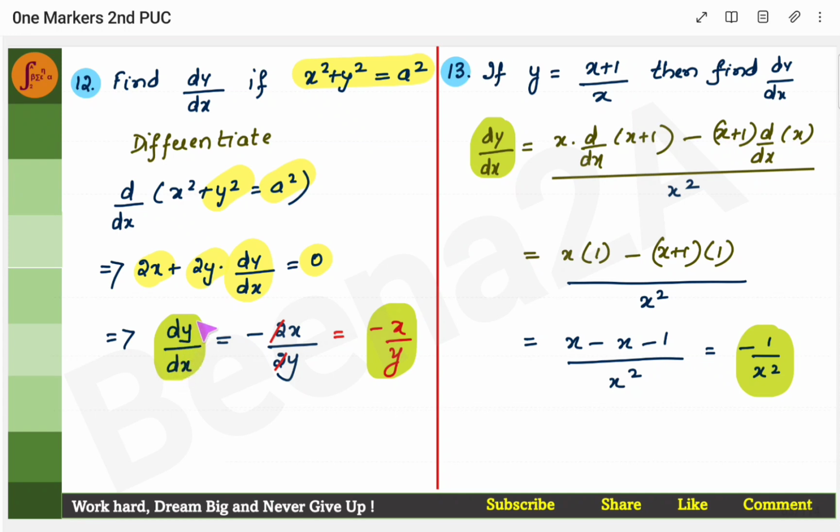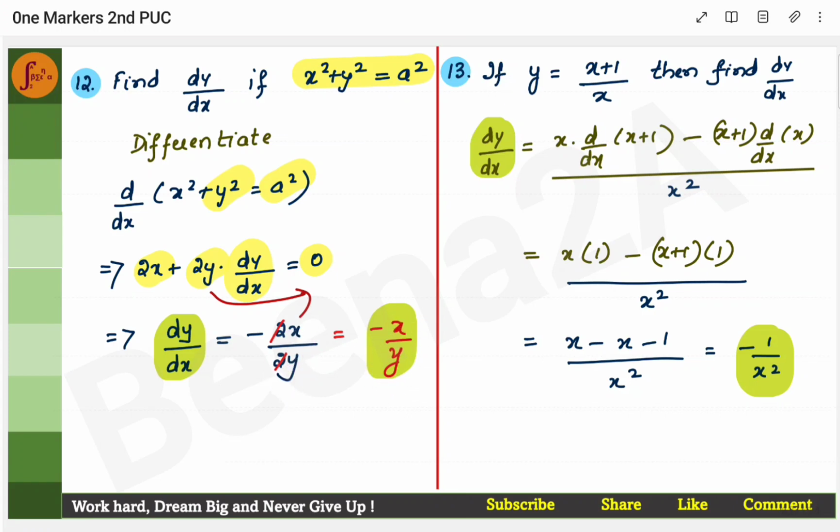Right? Now I just need dy by dx, right? So I shift everything onto the other side. I'll shift 2x, so it'll be minus 2x. And I have this 2y here. When I bring it to this side, it's in multiplication, so it will become division. Here it's in the numerator, so it will come to the denominator. Right? So I'll get this answer.